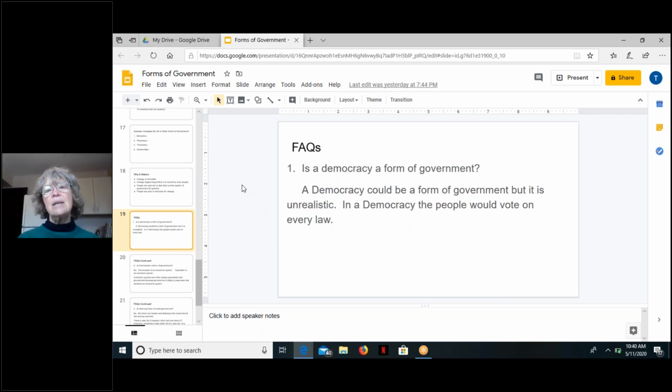And the first of these is: is a democracy a form of government? Because I at least hear, and I get confused between, are we a democracy or a republic? A democracy could be a form of government, except it's unrealistic, because in a pure democracy, people would vote on every single law. There wouldn't be any elected representatives that would stand in the place of the people and go to Congress and conduct the business of the people. The people would have to do it, and it would be unrealistic and unwieldy.